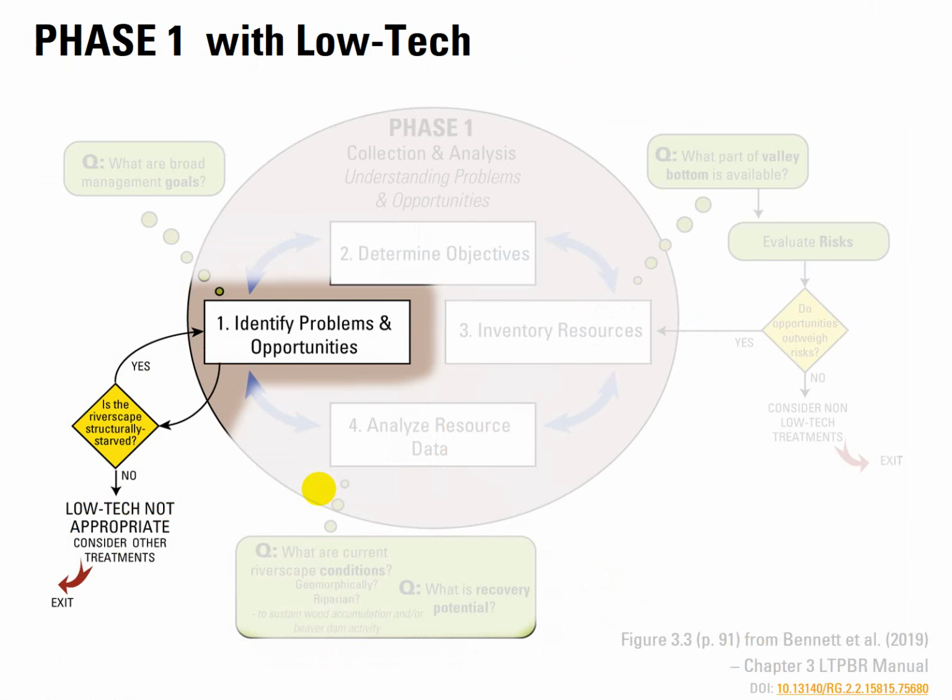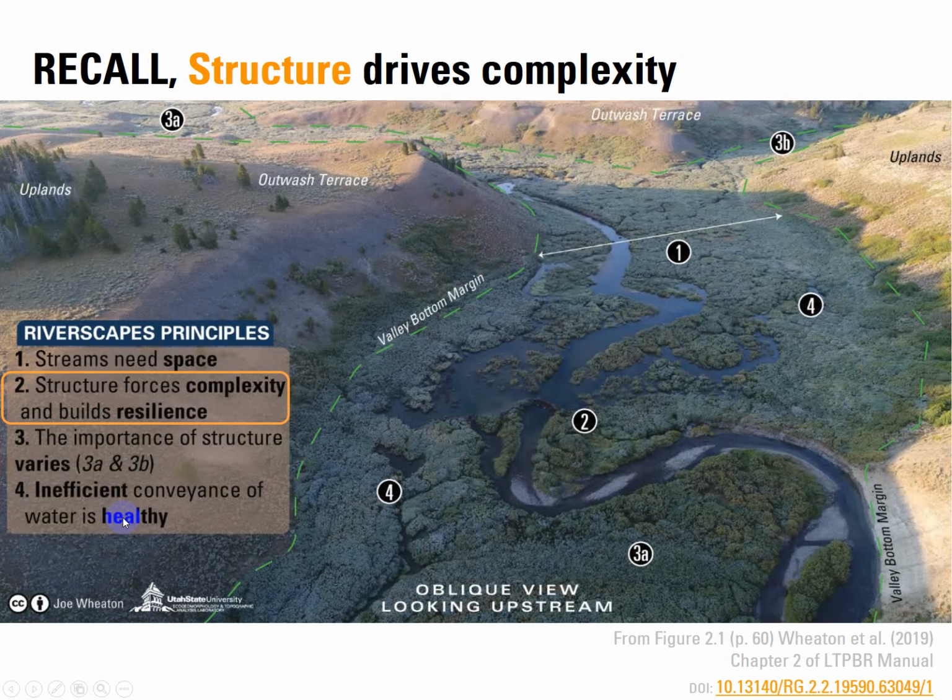Just to place us back where we're at here, we're picking off these questions one at a time that relate to this more generic planning portion of the conservation planning process. So anyhow, one of the key questions, this decision point really, is a screening question. Is the riverscape structurally starved? Because if it isn't, low tech may not be appropriate. There may be other things that you might want to consider. So we want to unpack that.